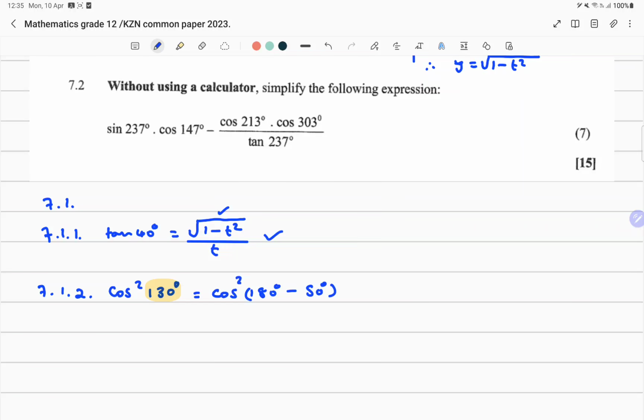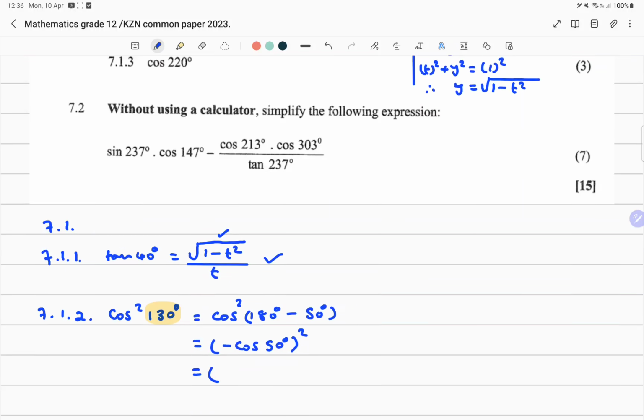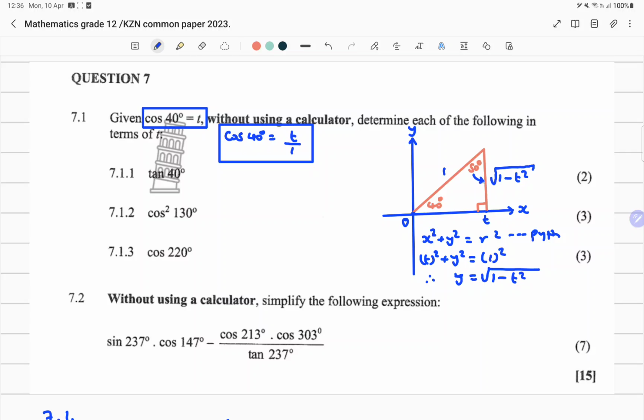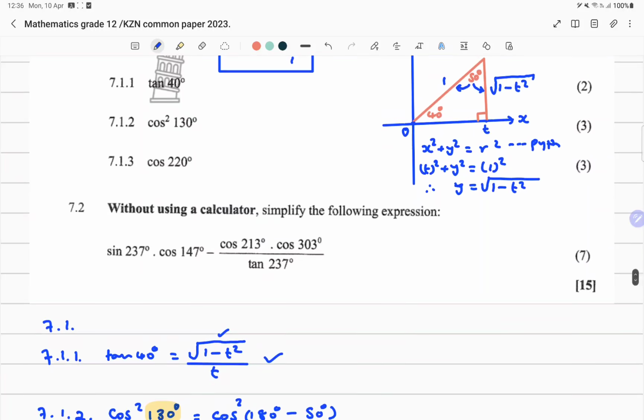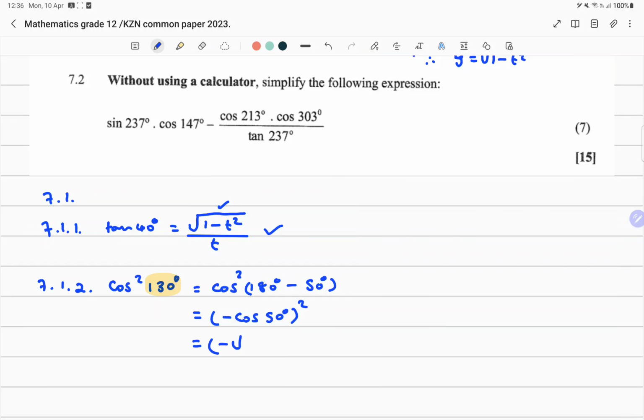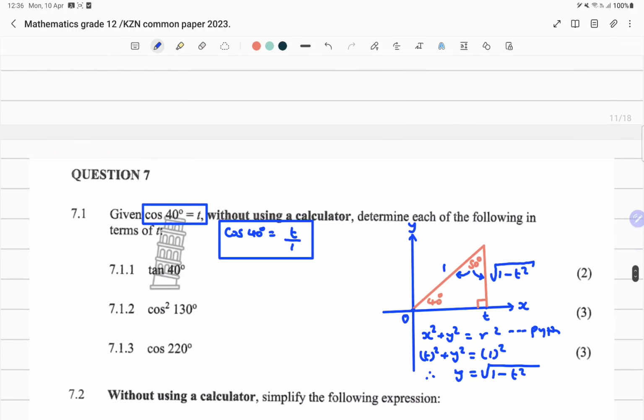But now this is squared. Easy. Now using reduction formula, we know that this is the same as, now 180 minus 50, this is the second quadrant. Cos is negative, so this is minus cos of 50 degrees. But because this is squared, you square it. Easy now. What is cos of 50? Now cos of 50, the adjacent side to 50 is now that side. And then of course the hypotenuse is still the same hypotenuse that we had before. So cos of 50 basically is the square root of 1 minus t squared over 1. But now we're squaring it. So when you square this thing, it becomes just 1 minus t squared. Easy answer, ne? Yes, easy answer.